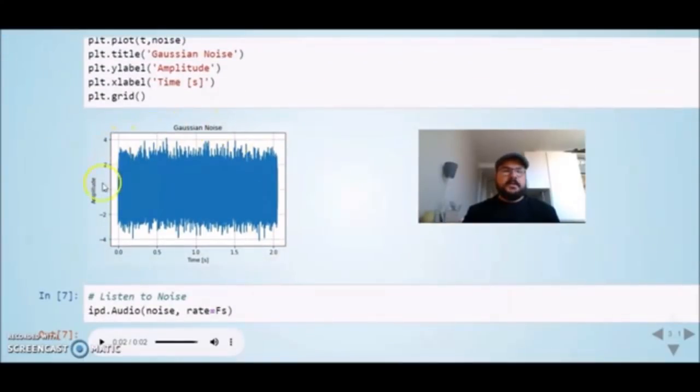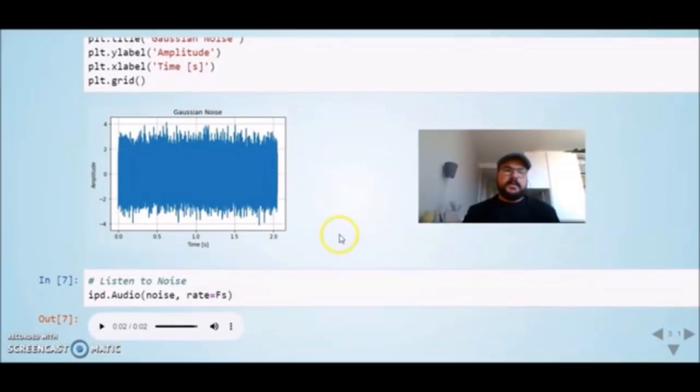And here is our noise in the time domain. So it's around 2 seconds, we can listen. So it sounds like noise.